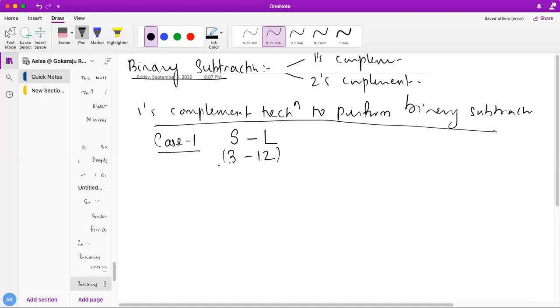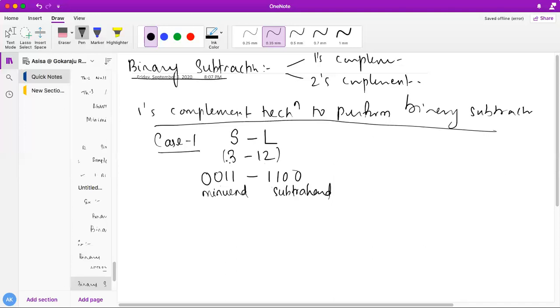So 3, first you convert into a binary equivalent. The binary equivalent is 0 1 1. And 12 is 1 1 0 0. So see here, I am going to perform the subtraction between 0 1 1 and 1 1 0 0. The first step is, remember, make the equal number of bits of both the minuend and subtrahend. This is the minuend and this is my subtrahend. You need to make both have an equal number of bits.